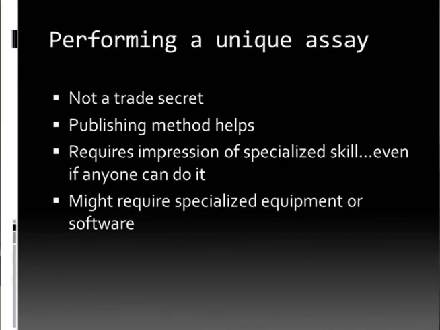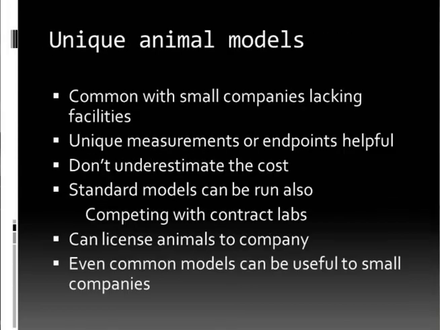So if you have some sort of unique procedure or assay, it has, again, great value. It can be even some interesting qPCR techniques or ELISAs or other immunoassays. These are the sorts of things that companies are looking for so that they don't have to set this up themselves. Animal models are also very common, especially with small companies.